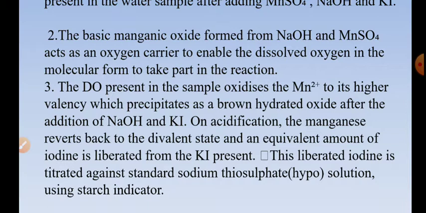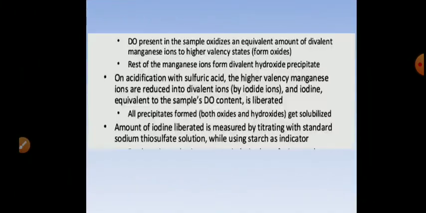So first Mn2+ is oxidized to higher valency, where it forms a brown hydrated oxide. Upon acidification, it reverts back to its original state. When it reverts back, an equivalent amount of iodine is liberated from KI. The liberated iodine is equal to the amount of dissolved oxygen. It is titrated against sodium thiosulfate using starch as indicator.